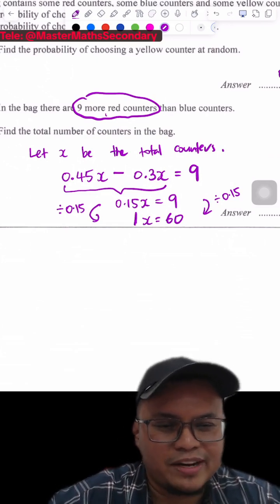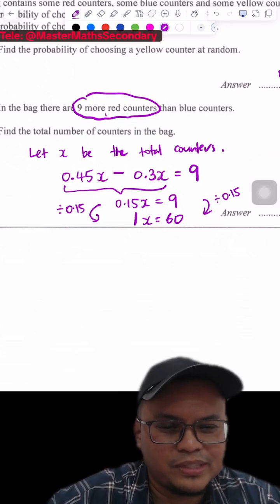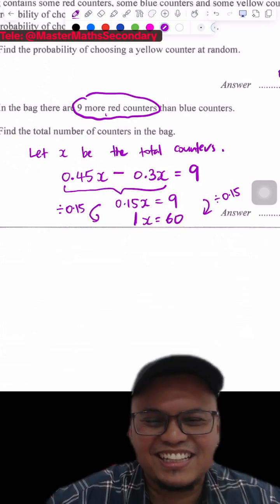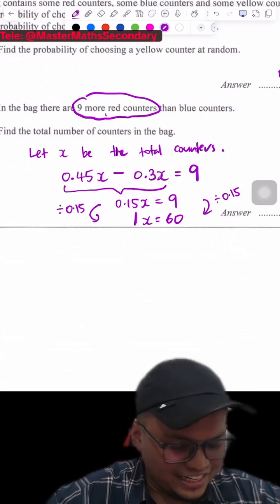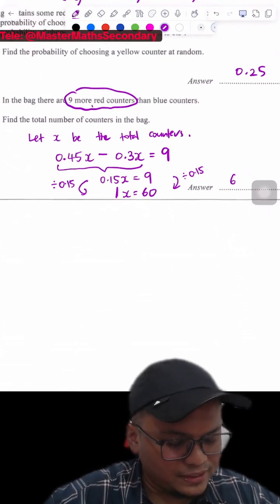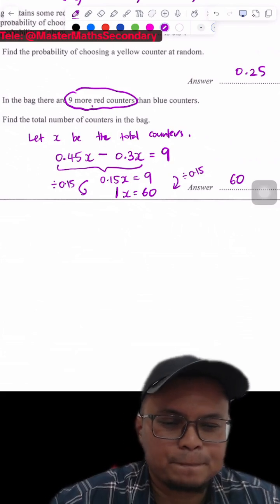Yeah, I'm not really an expert on primary school math. I think Pendapau looks like an expert here. Okay, so this tells us if x is 60, that would be the total number of counters that we have. Okay?